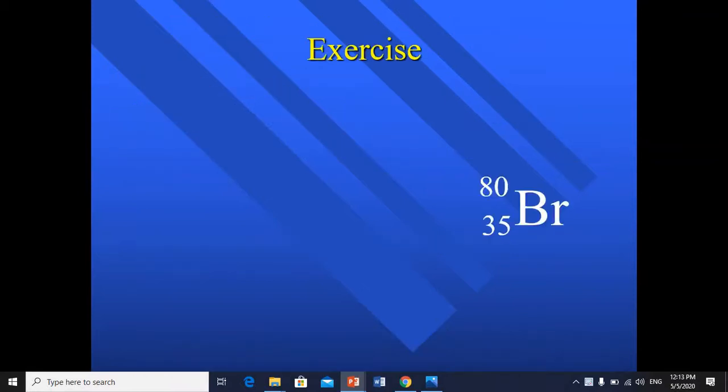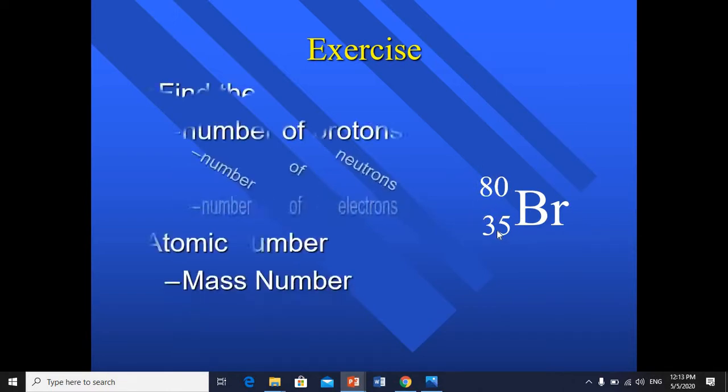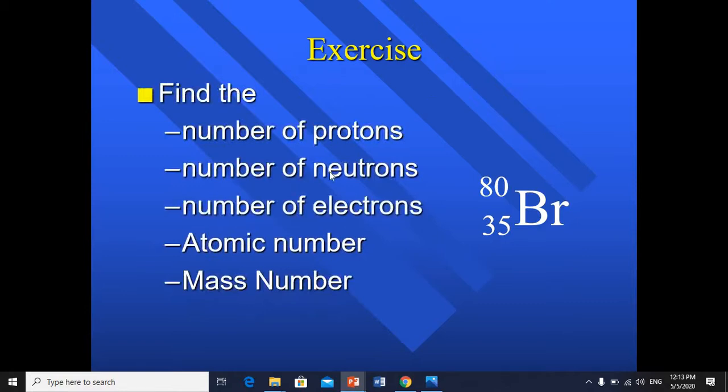So let's exercise on this. We have a problem here, and we have two numbers, the first one on the top and the second one. We know that this one is called the atomic mass and this one is called the atomic number. So find the number of protons, the number of neutrons, the number of electrons, the atomic number, and the mass number. So let's start with the first one.